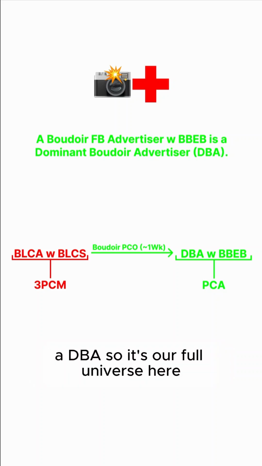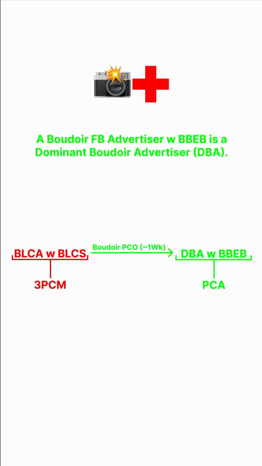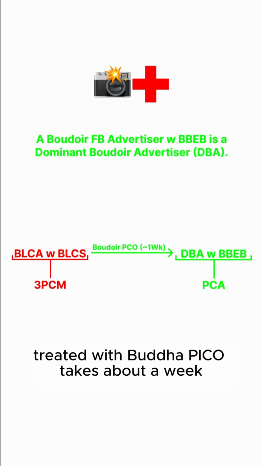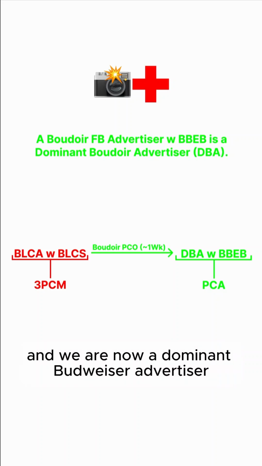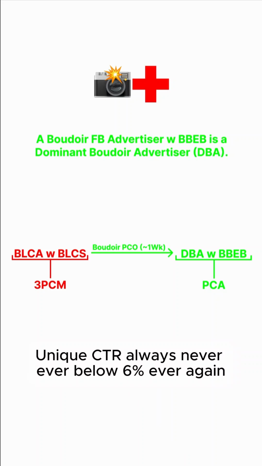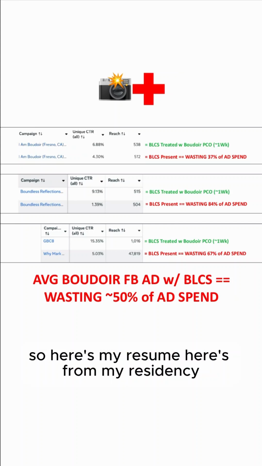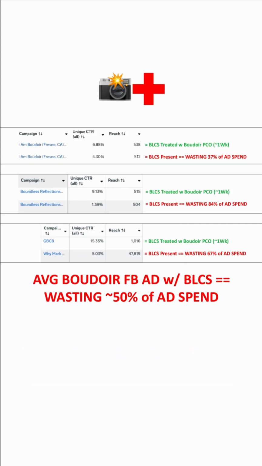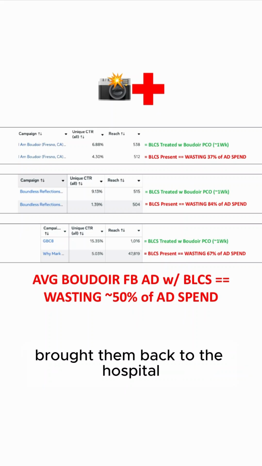So it's our full universe here. A BLCA with BLCS is caused by the three pre-click mistakes. Treated with boudoir Pico, takes about a week. We invented that. We achieve pre-click alignment, and we are now a dominant boudoir advertiser with boudoir brain entry boost. Unique CTR never, ever below 6% ever again. So here's my resume. Here's from my residency. Went out there, found some boudoir Facebook ads, brought them back to the hospital.